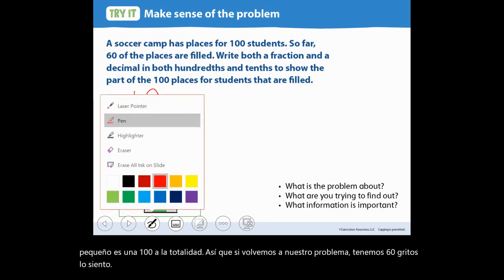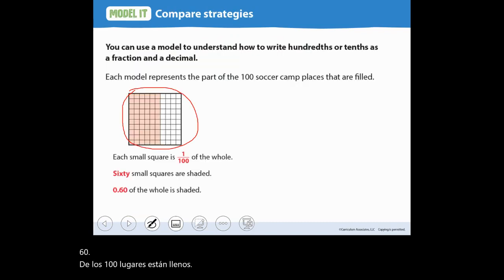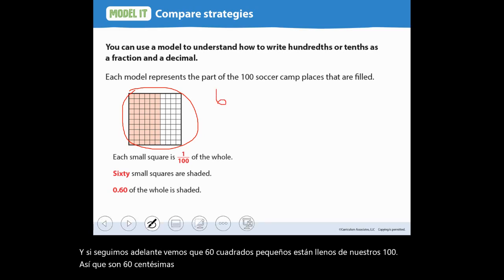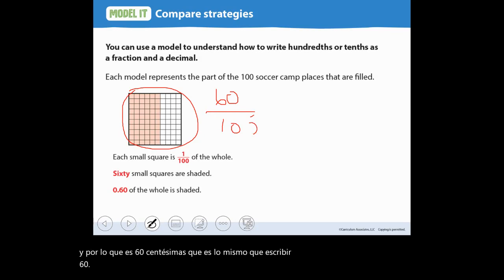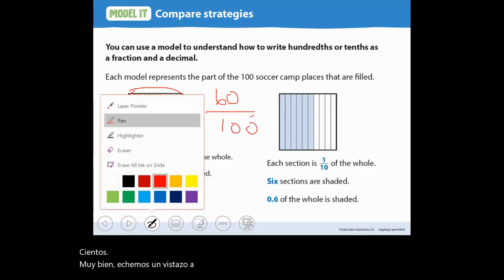So if we go back to our problem, 60 of the 100 places are filled. And if we go forward, we see that 60 small squares are filled of our 100. And so it's 60 hundredths. All right, let's look at our next one. I'm going to erase that because it's kind of hard to see.